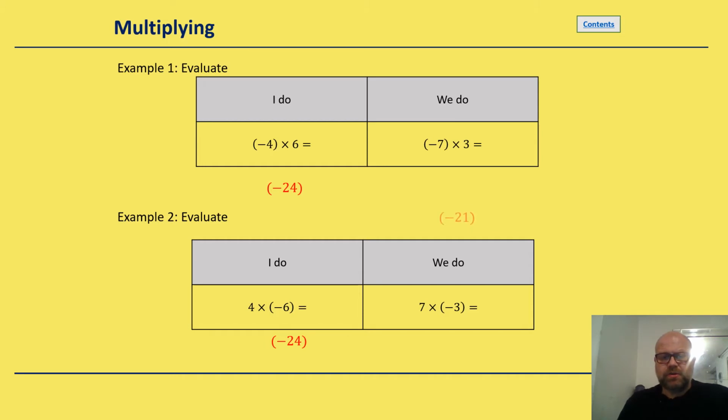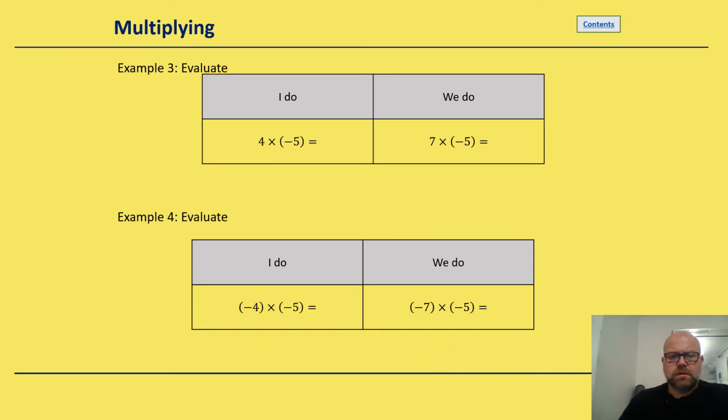Okay, so hopefully you got -21 and -21. On example 3, we've got 4 times -5. Well, we know that 4 times 5 is 20. So 4 times -5 is -20.